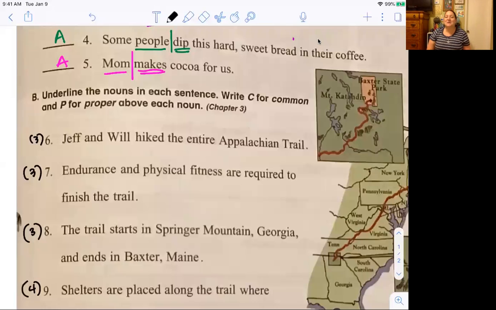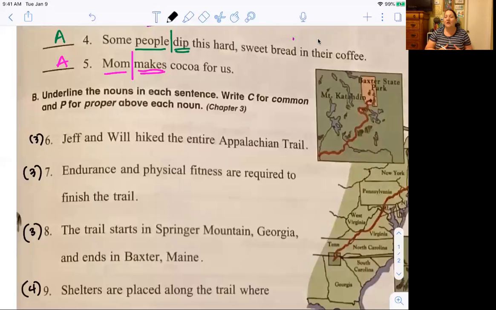In 6, 7, and 8, there are 3 nouns in each sentence. They could either be common or proper. In number 9, there are 4. What I want you to do now is press pause, find those nouns, and label them common or proper.